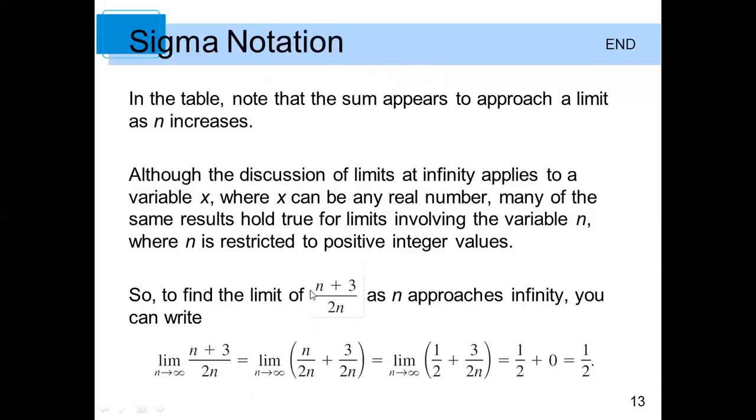So to find the limit of n plus 3 over 2n as n approaches infinity, you can just write it as a limit and break it apart into two separate fractions. Reduce each fraction, let n approach infinity. This term goes off to 0. The limit of a constant is the constant, so 1/2 plus 0 is a half.